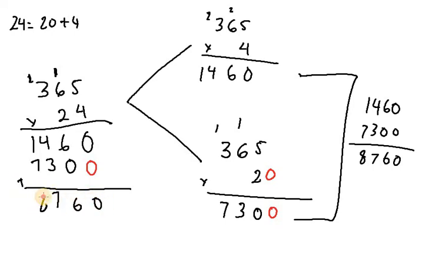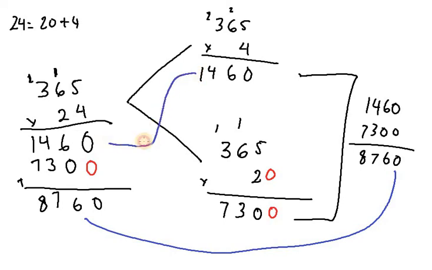You see, the result is the same. If I draw lines in different colors, you see the result. For this 1460, this one is in the first line, and 7300 is in the second line. So you can see this is how we do the multiplication of two-digit numbers.